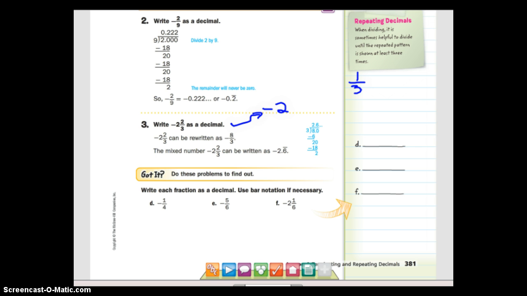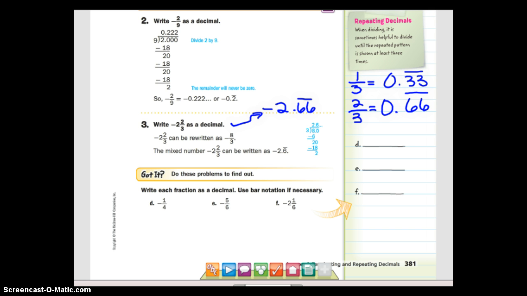Well, on the previous page, we learned that 1/3 was 0.33 repeat. Can you guess what 2/3 would be? All I have to do is multiply it by 2. 3 times 2 is 6. You guessed it. 2/3 is 0.66 repeat. So back to my problem. My answer would be -2.66 repeat.